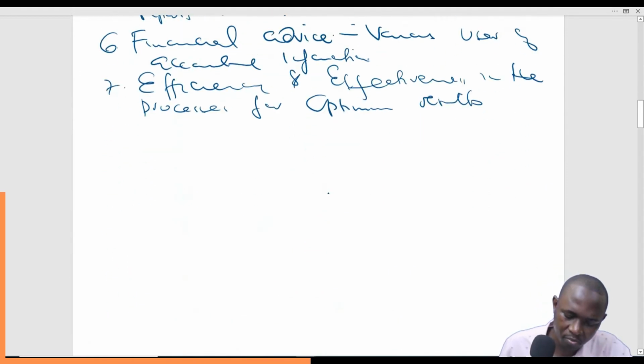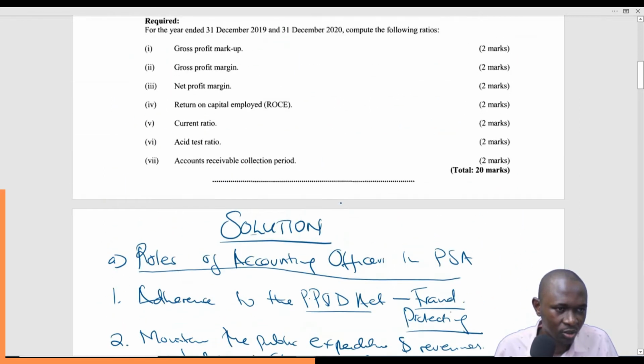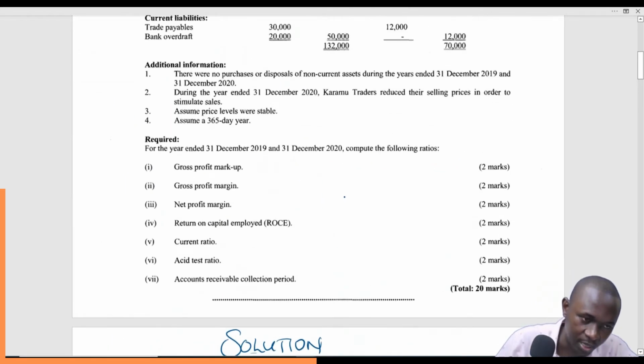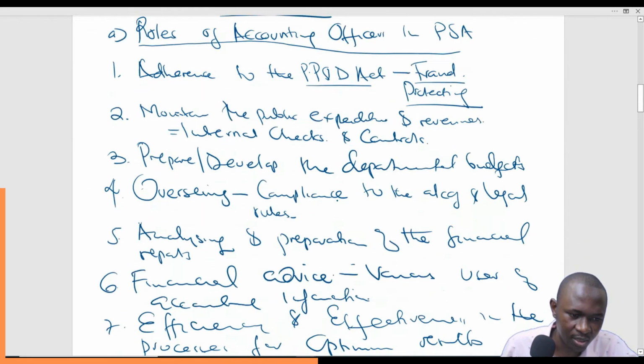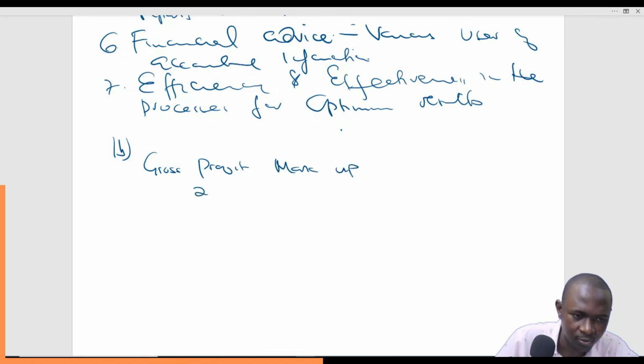So question 1B, solution question 1B, and we'll start with the first part. Question 1B. So they're asking for gross profit markup. Gross profit markup. So we are going to have to look at it from this angle, 2019 and then 2020. And I think before we look at 2019 and 2020, let's just do the formula.